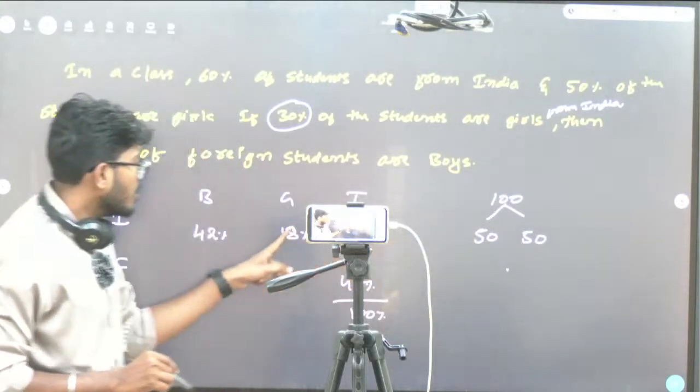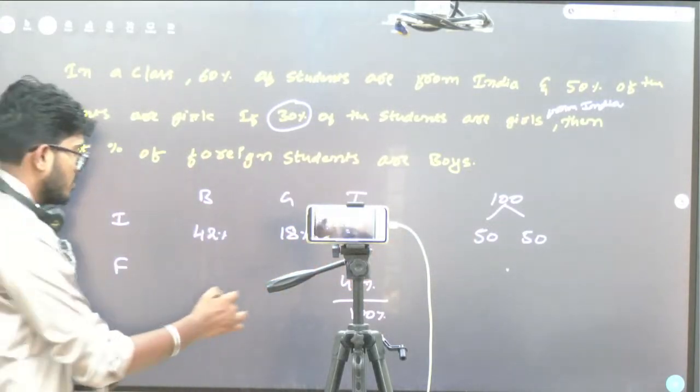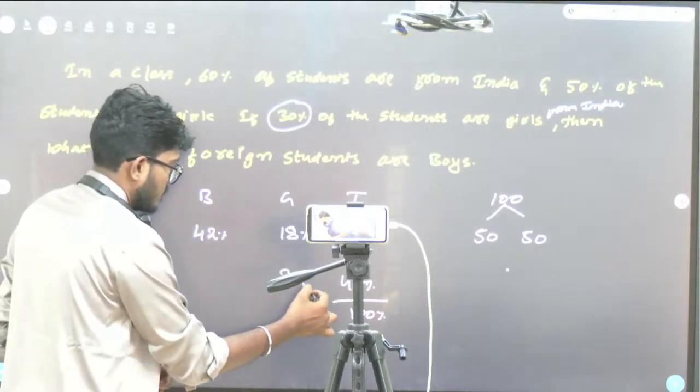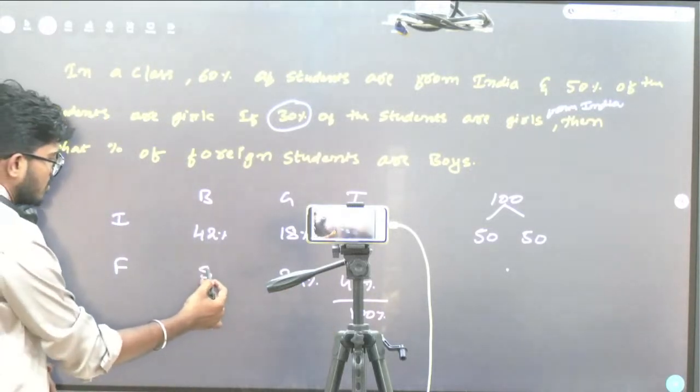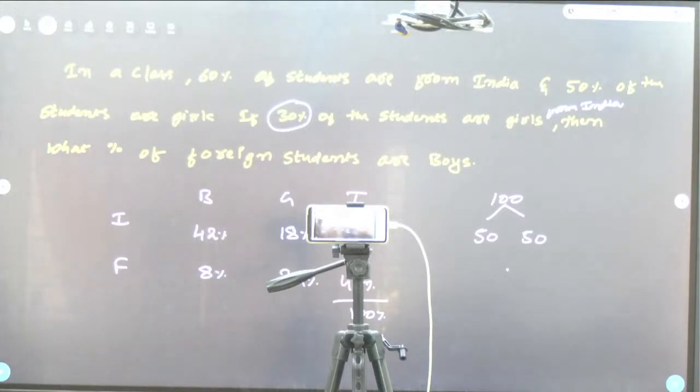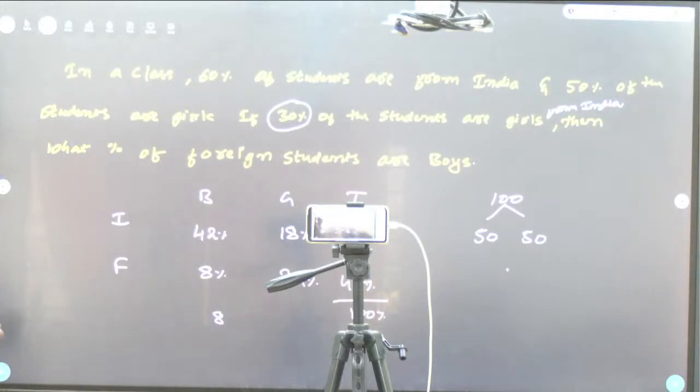Now see, 18% girls, total how many girls do you have? 50% you have, 18% is India, means remaining how many percent? 32%. Now ಇಲ್ಲಿ ಎಷ್ಟು ಬಾಯ್ಸ್ ಇದೆ ಇವಾಗ? 8%. The question asked, what is the percentage of foreign students who are boys. 8 divided by 100, means 8% should be boys. This question correct again.